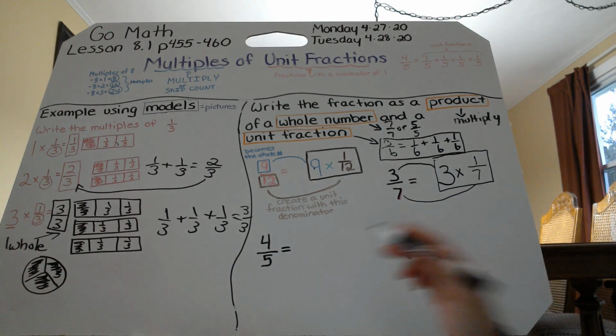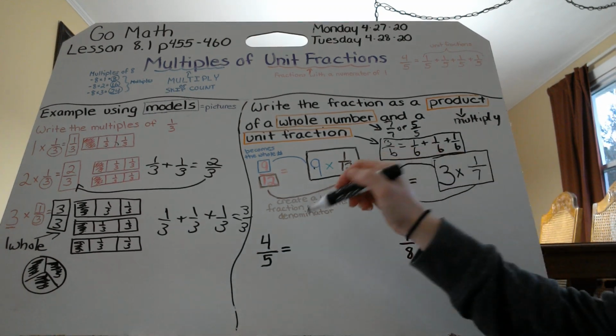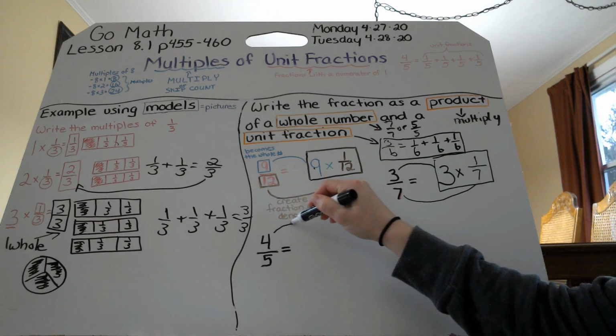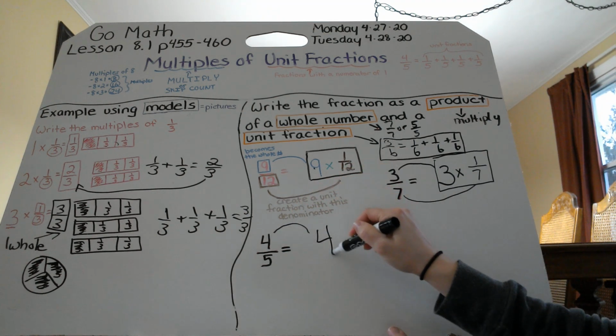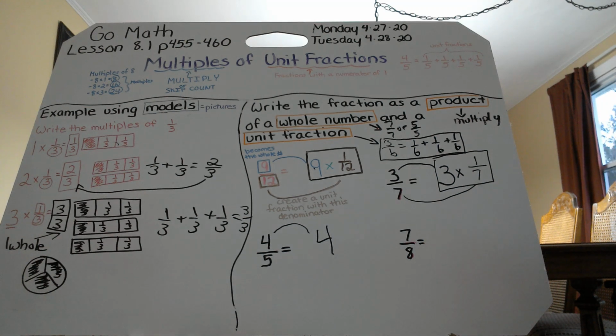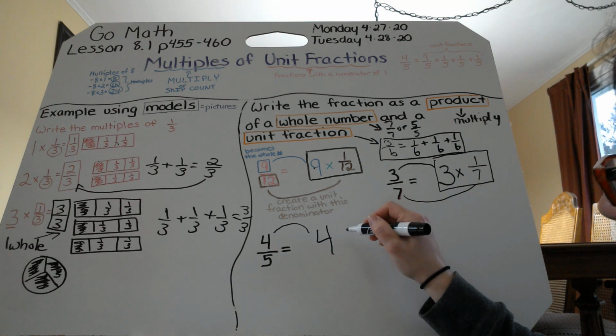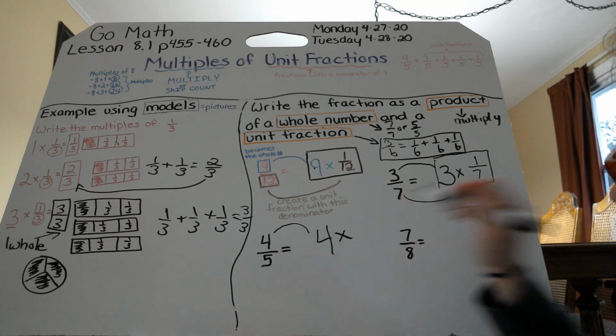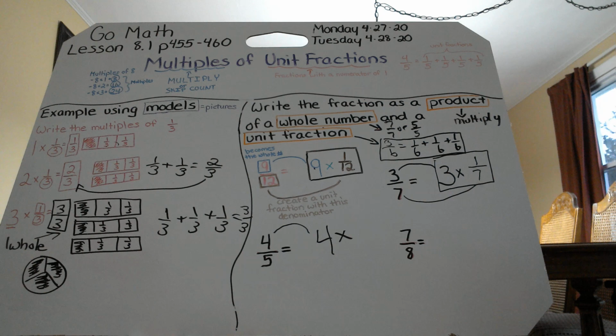Okay, let's look at 4/5. So I need my whole number, and I'm telling you that you take your numerator, you fly it over here, and you write it big, and it becomes your whole number. I know I need my multiplication symbol, so I'm going to put my X there. And now I need my unit fraction.